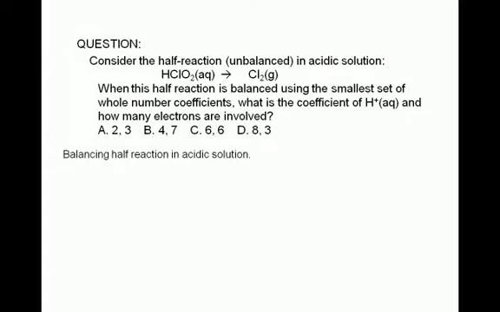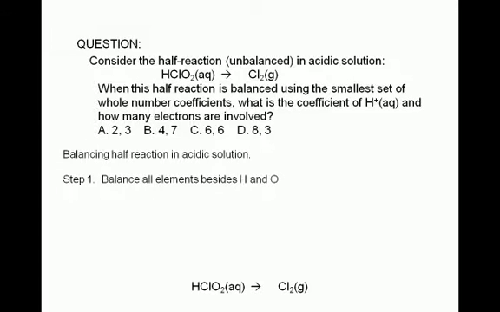To balance a half reaction in acidic solution, we do the following. Step 1. First balance all elements besides hydrogen and oxygen. In the case we have here, the only element involved besides hydrogen and oxygen is chlorine. As currently written, we have one chlorine atom on the left, and we have two chlorine atoms on the right. Balancing chlorine is a simple matter of changing the coefficient of chlorous acid to 2.